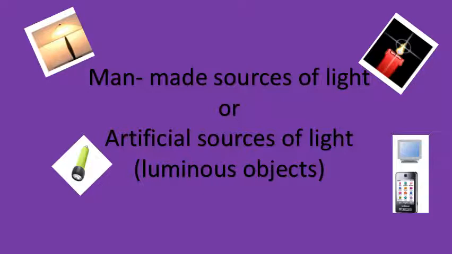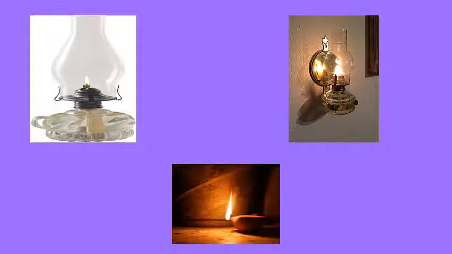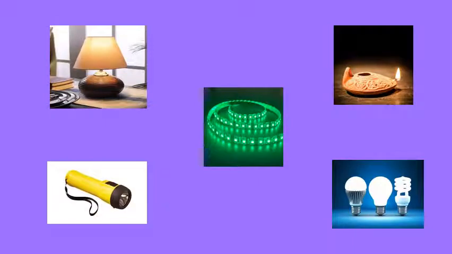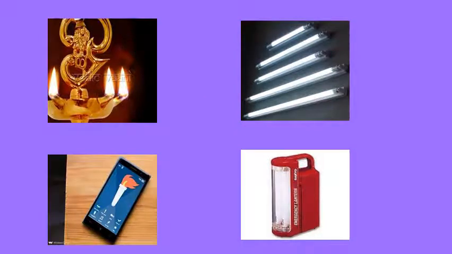Man-made sources of light, or artificial sources of light, also known as luminous objects, include light bulbs, lampposts, and television. Here are some pictures of some man-made sources of light. Oil lamp, candle, computer, laptop screen, fire, lamp, LED lights, torch, bulbs, tube lights, mobile phones, and other various types of artificial sources which come under man-made sources of light.